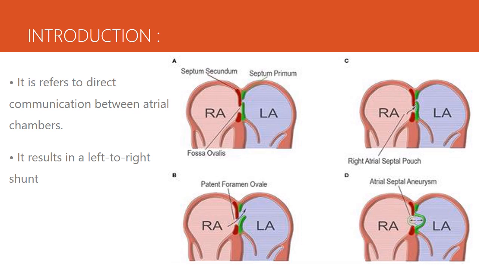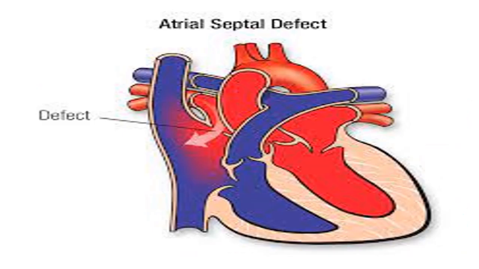defect, and it will result in a left to right shunt because there is a high pressure in the left side of the heart, which pushes the blood towards the low pressure right side. This is due to pulmonary vascular resistance being less than systemic vascular resistance, and the compliance of the right ventricle being much greater than that of the left ventricle. So you can see it is a left to right shunt. The oxygenated blood from the left side of the heart is entering the right side of the heart because of high pressure in the left side of the heart.